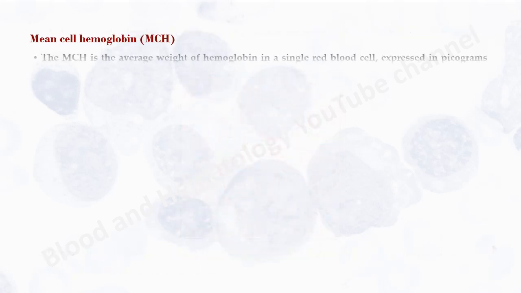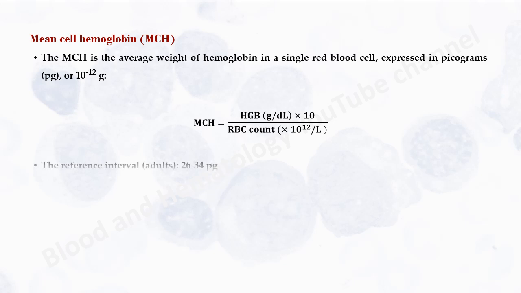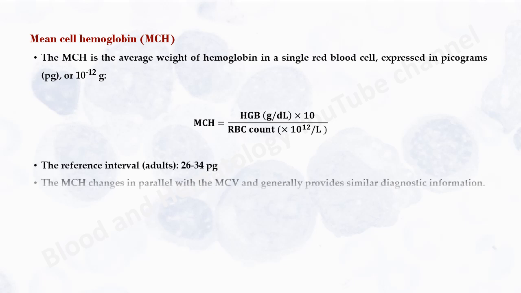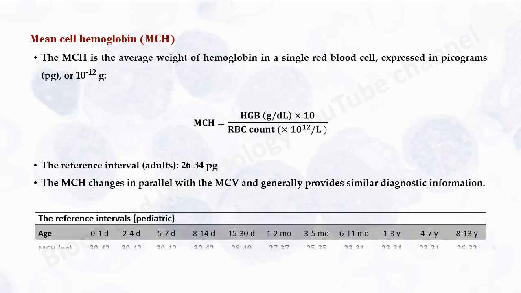The mean cell hemoglobin is the average weight of hemoglobin in a single red blood cell, expressed in picograms. MCH can be calculated by dividing the hemoglobin by the RBC count, with a reference interval of 26 to 34 picograms. The MCH changes in parallel with the MCV, and generally provides similar diagnostic information.